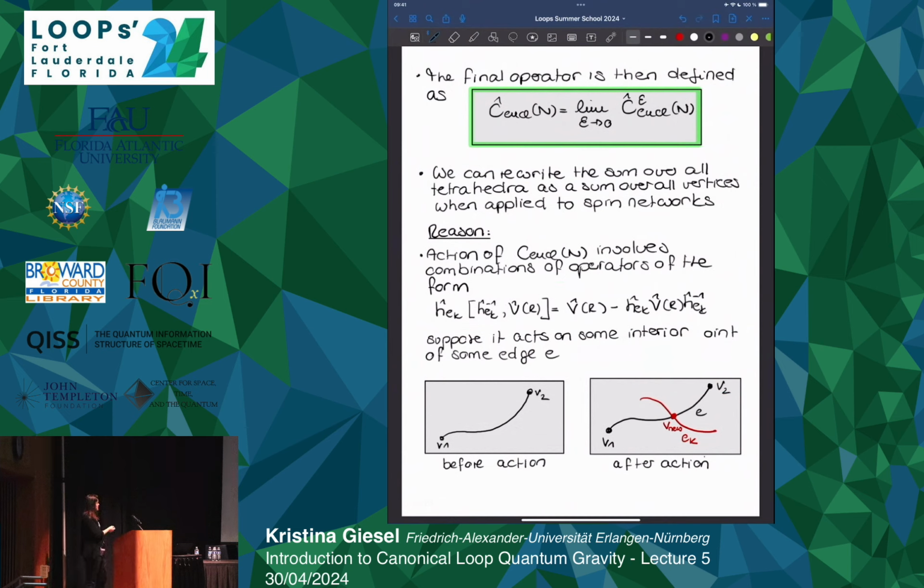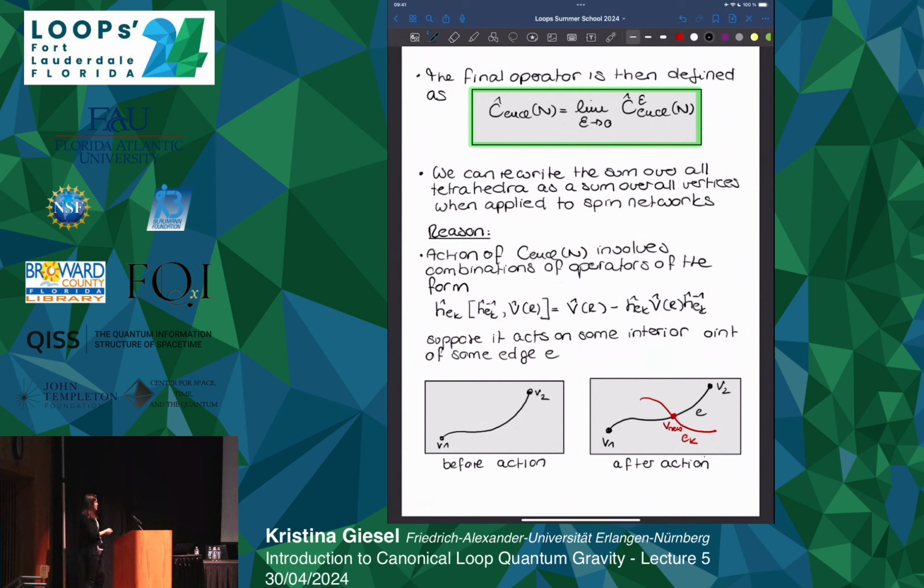So if we apply the commutator, we have two contributions. One, where the two holonomy operators just give the identity operator, where just the volume operator occurs. And then we have a second term where these inverse and holonomy operators are sandwiched around the volume operator. Now the volume operator that I'm using needs to have at least 3 edges intersecting in one vertex.